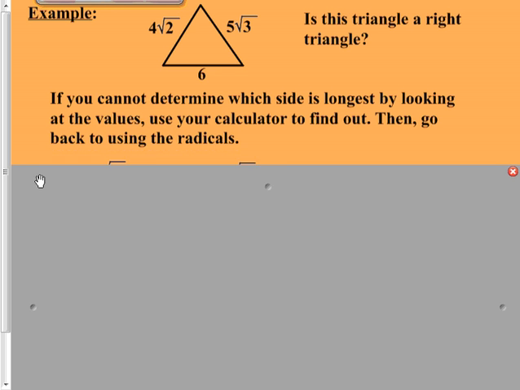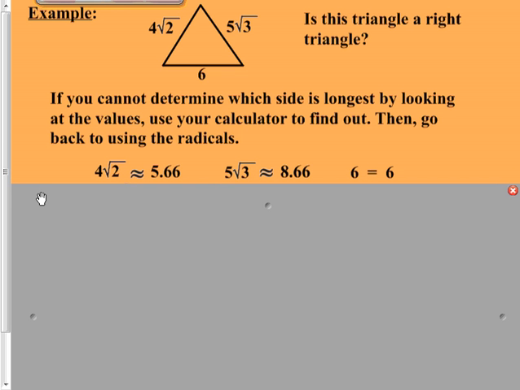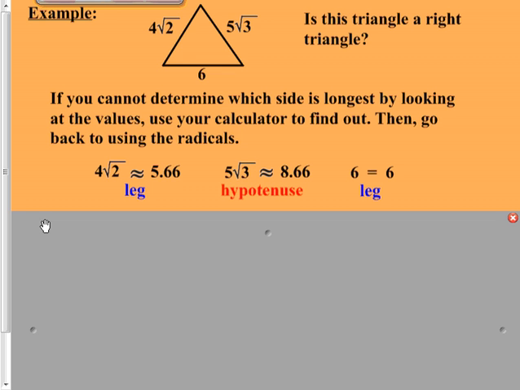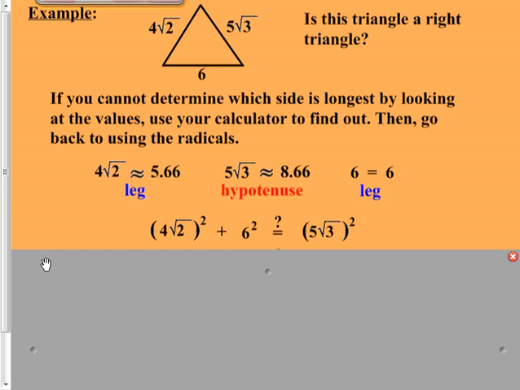So let's observe our three side lengths. Obviously the 6 is a 6, but 4 root 2 is approximately equal to 5.66, and that is rounded off, and 5 root 3 is approximately equal to 8.66. So clearly the largest side length, the hypotenuse, is 5 square root of 3. So when we plug into our theorem, we will make sure that we get 5 square root of 3 plugged in as c, the hypotenuse.